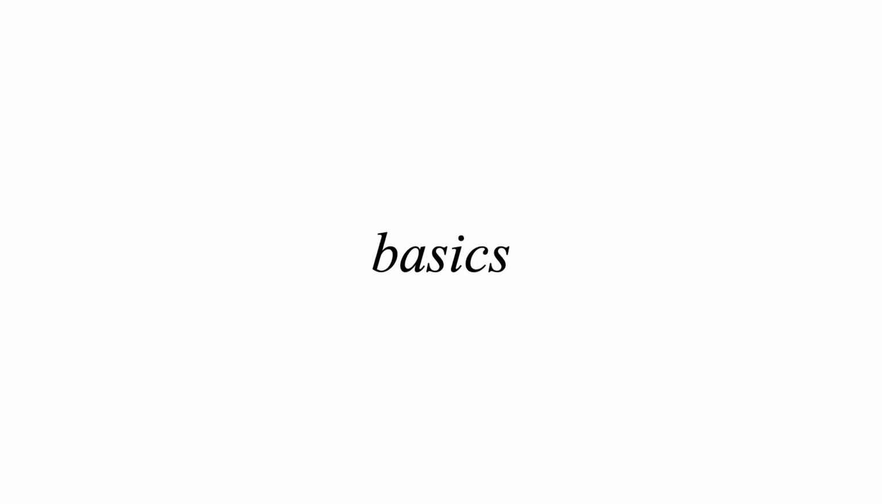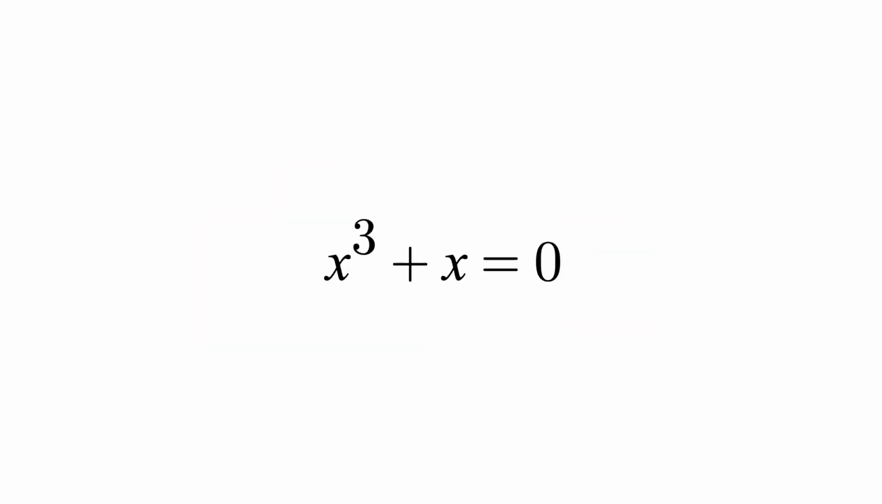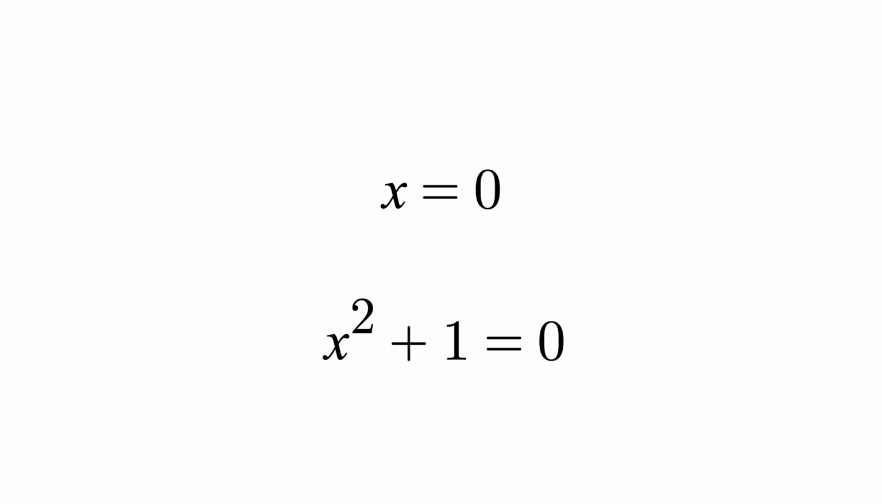One of the last basics of imaginary numbers is in defining the imaginary solutions of equations. For example, let's solve x cubed plus x equals 0. If we factorize and use the null factor law, we find that our solutions are x equals 0 and x squared plus 1 equals 0. By rearranging, we can see that x squared equals -1, and therefore x is equal to plus or minus the square root of -1, which is just plus or minus i.